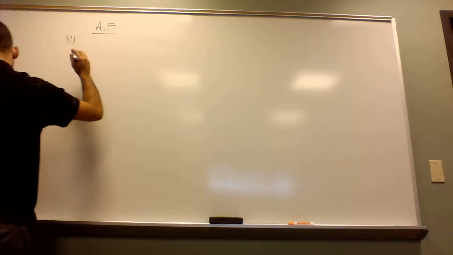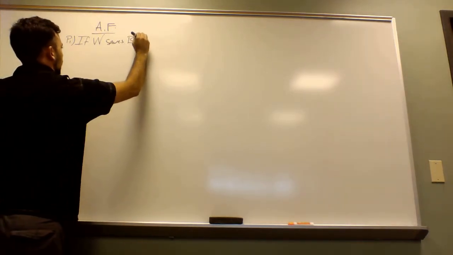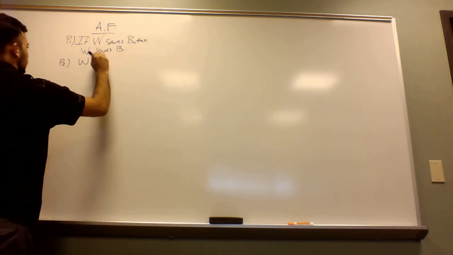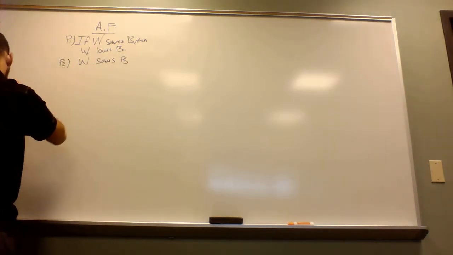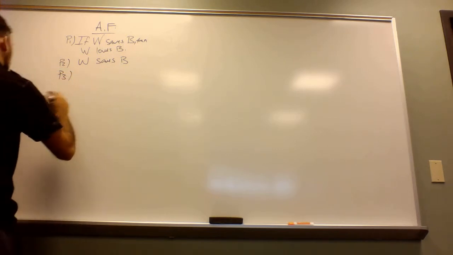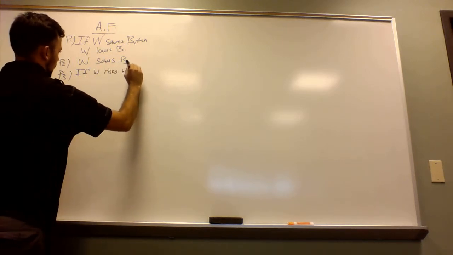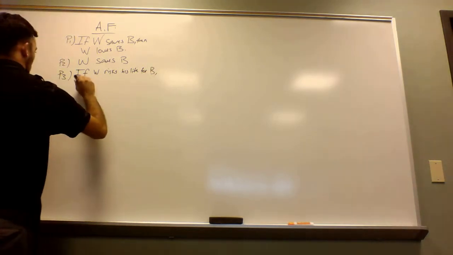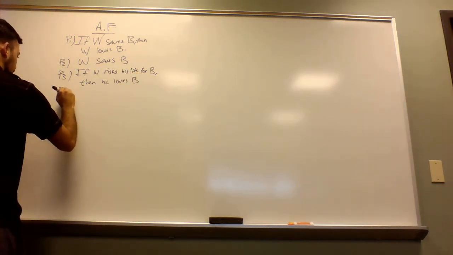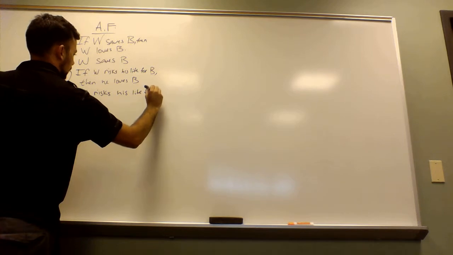On this one, if W saves B, then W loves B. W saves B. Let's put, if W risks his life for B, then he loves B. W risks his life for B.